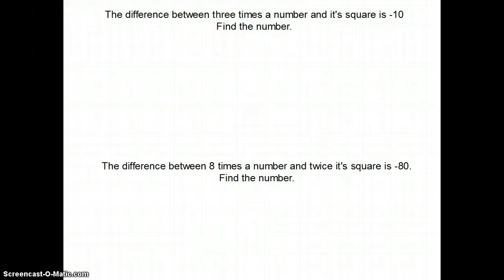Now we're going to go into difference. The difference means subtraction. I want the difference between 3 times a number, so that's going to be 3x, and its square. The square of the number would be x squared. When I'm taking the difference, I take the first number 3x and I subtract the second thing, which is x squared. The difference of these two equals a negative 10.